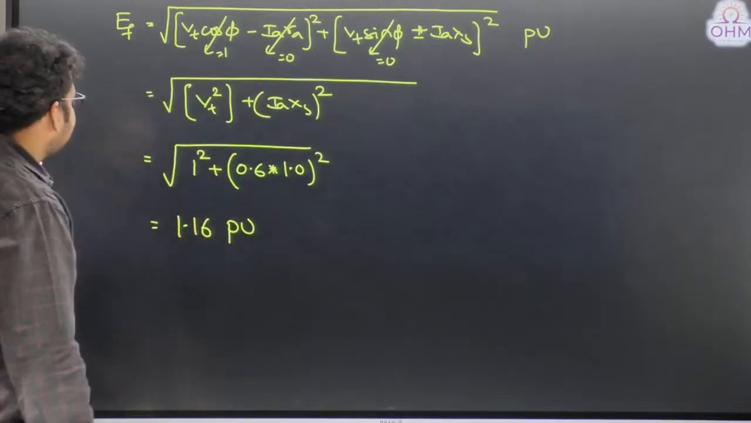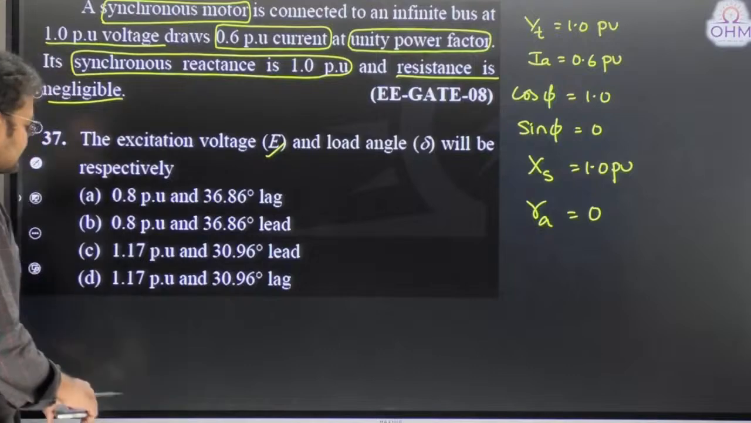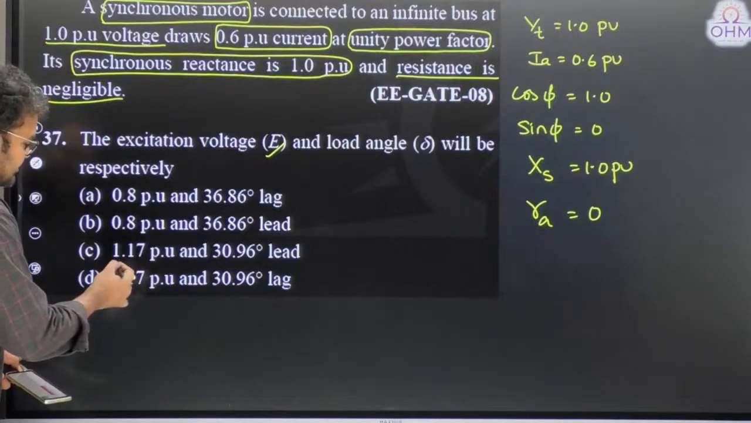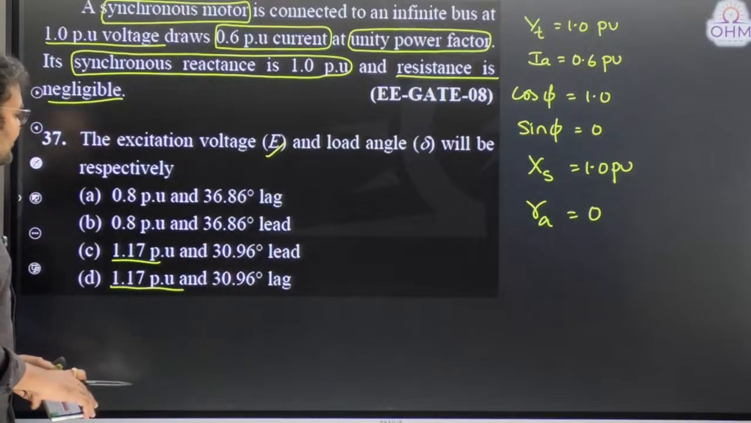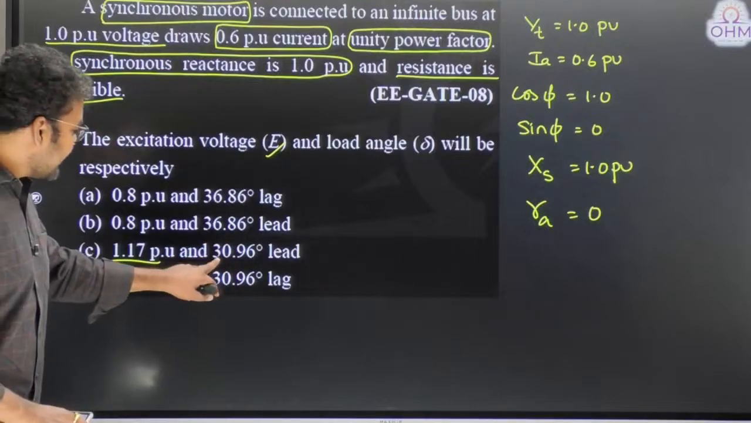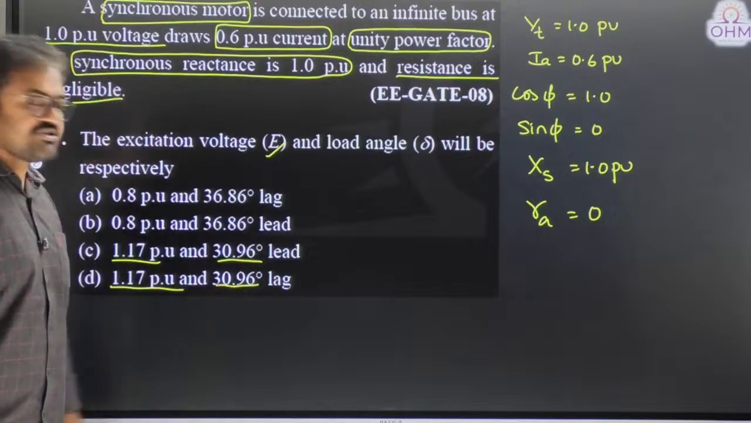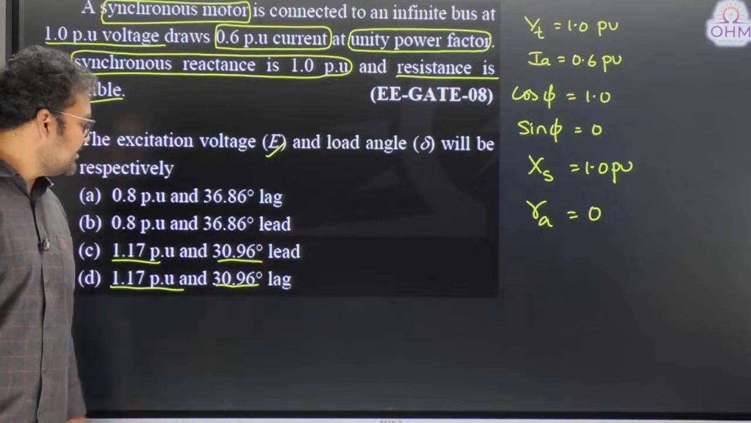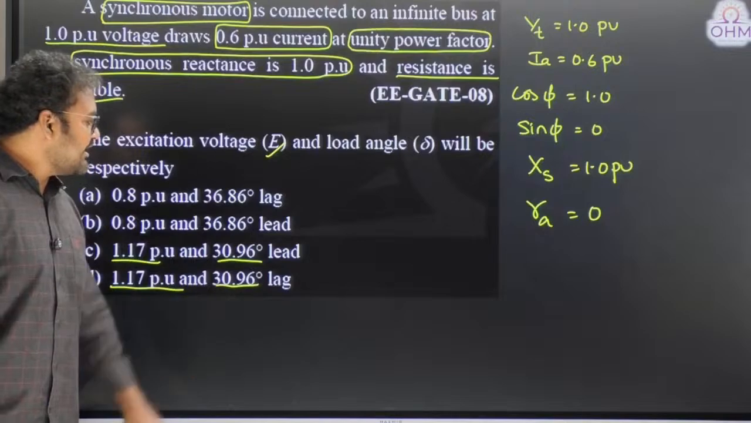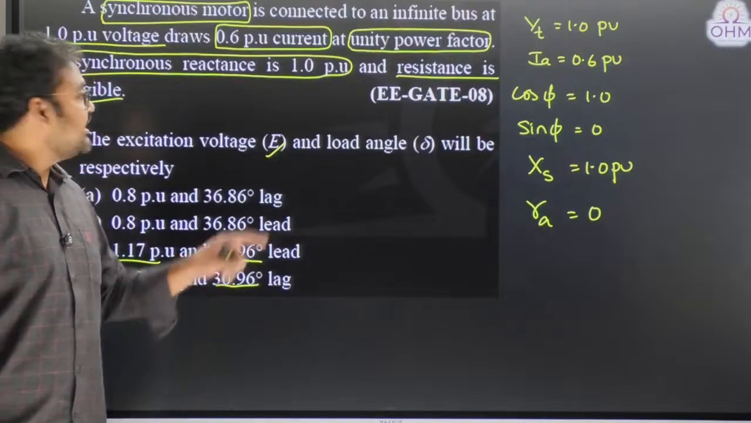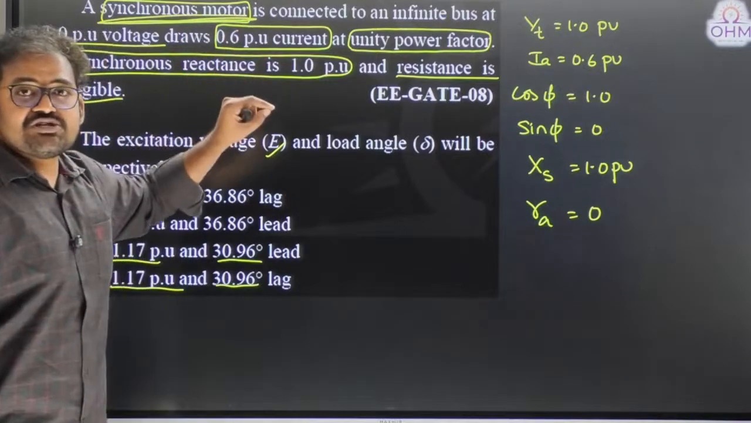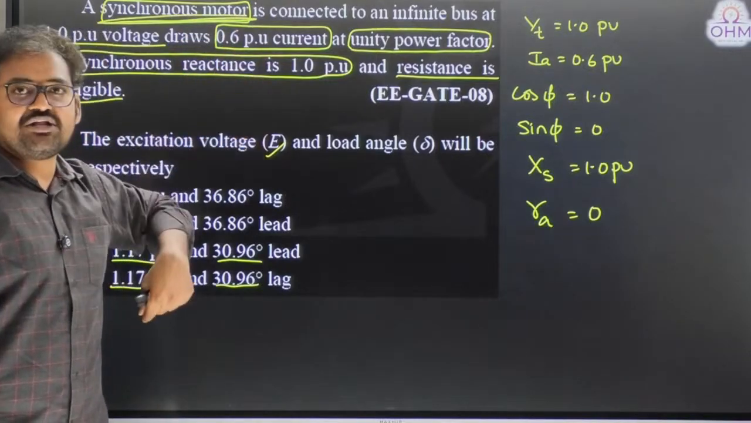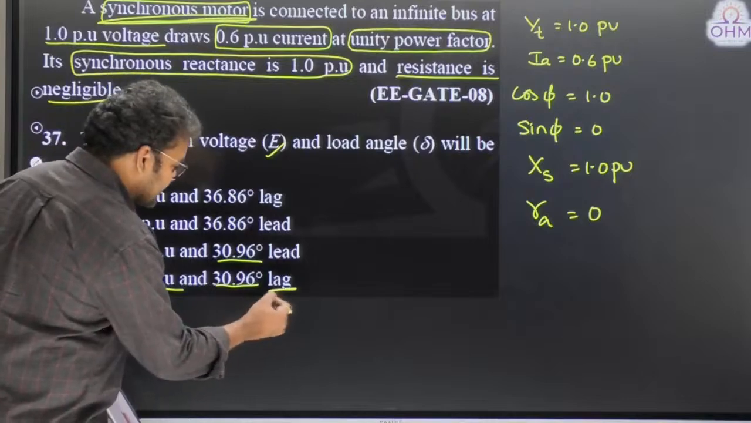This is the value of the induced EMF, 1.16 or 1.17. Between options C and D, we have to identify based on the value of the load angle. The load angle is the same in both options, so you need not calculate again. But whether it is leading or lagging, you have to answer. We know it is a synchronous motor. In a synchronous motor, the induced EMF will always lag the terminal voltage, therefore lagging is correct.